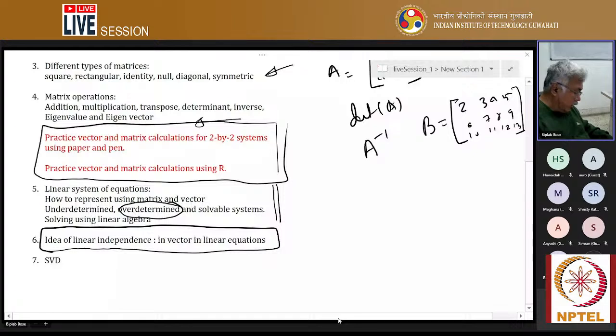The last one in week 2 is SVD. It may be difficult for many of you, but don't go mad on that. Just superficially also you can go through it. We understand SVD may be difficult for you.